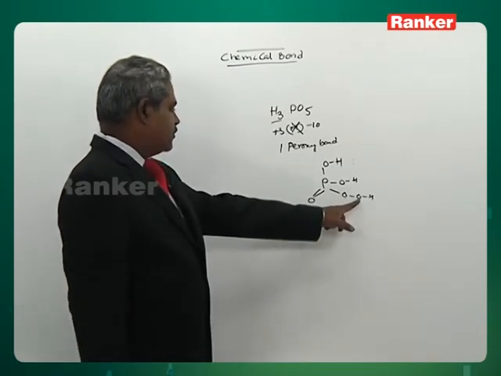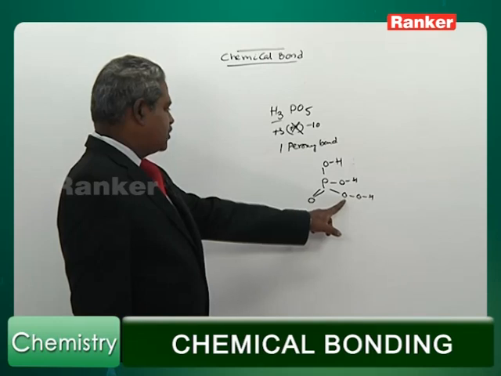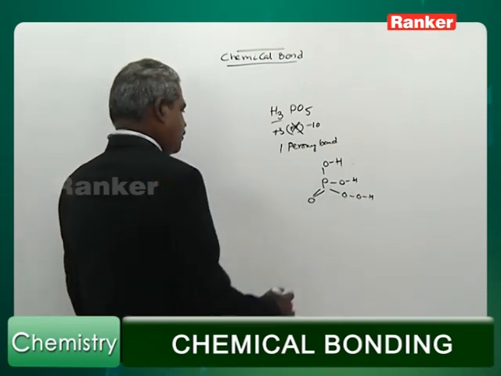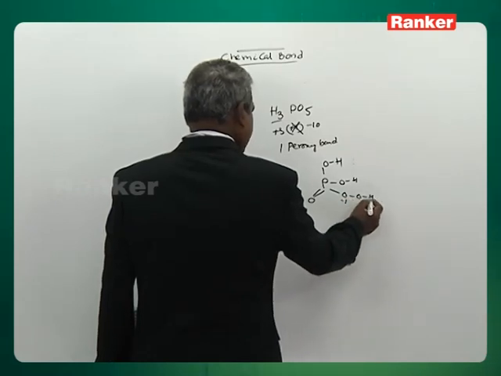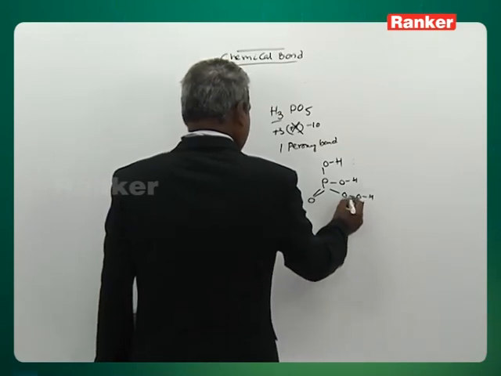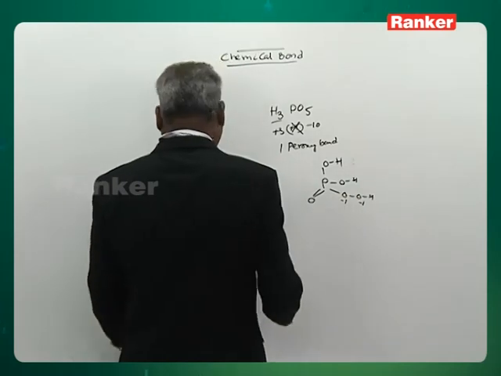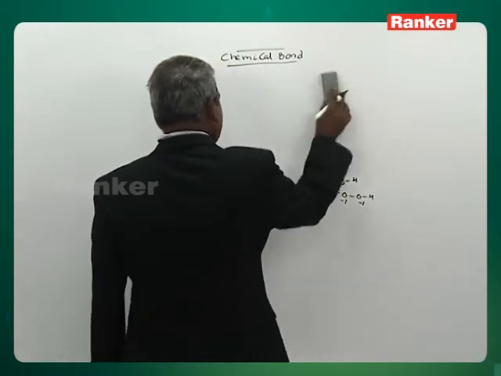This oxygen is minus 1. Why? This oxygen is gaining an electron from this phosphorus, and this oxygen is gaining an electron from this hydrogen, and they are not gaining anything between them. Like that. How to find a peroxy bond?